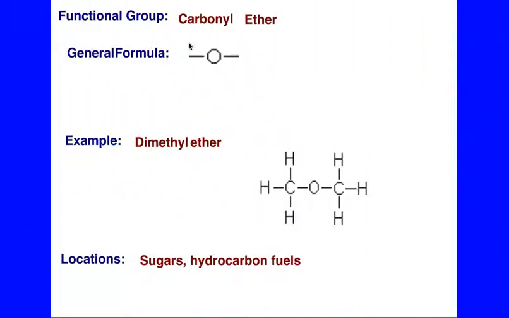Okay, the next functional group is carbonyl ether, and we represent an ether group with just an oxygen in the middle of two things. Dimethyl ether is an example. So you can see right here we have two carbons and there is a single oxygen in the middle of them. So this would be our ether group. We find these a lot in sugars and some of those hydrocarbon fuels like natural gas and coal.